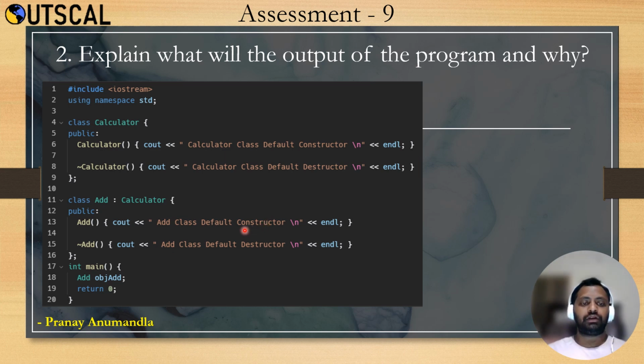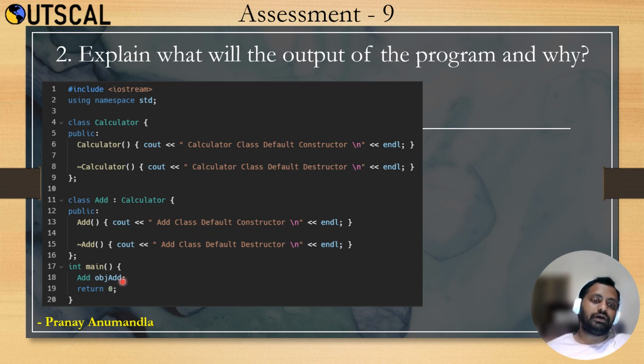And for the destructor, creating an object is nothing but allocating memory for the object. In static memory, it will follow LIFO, last in first out.